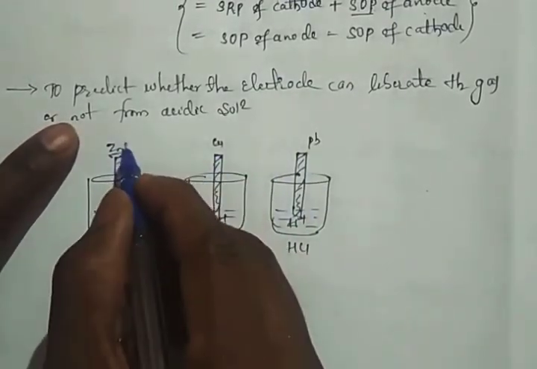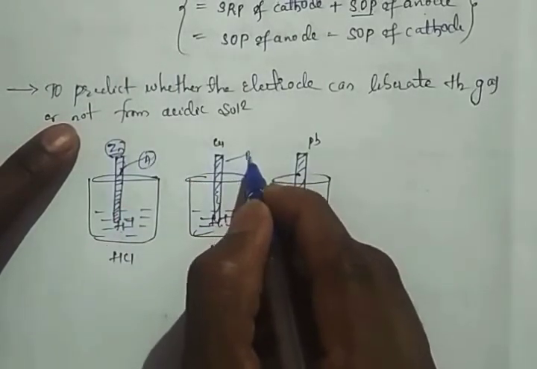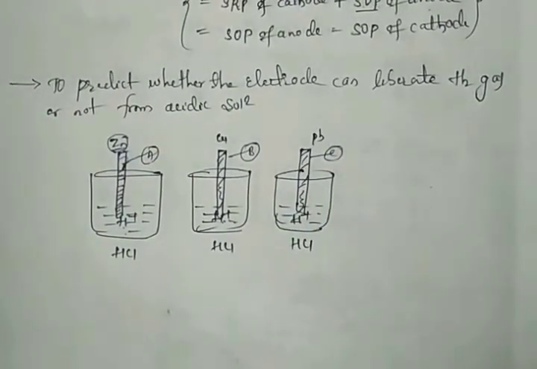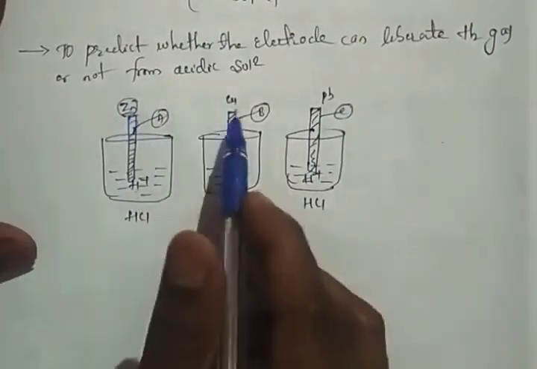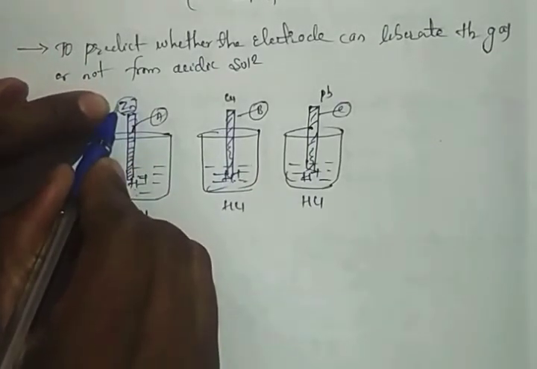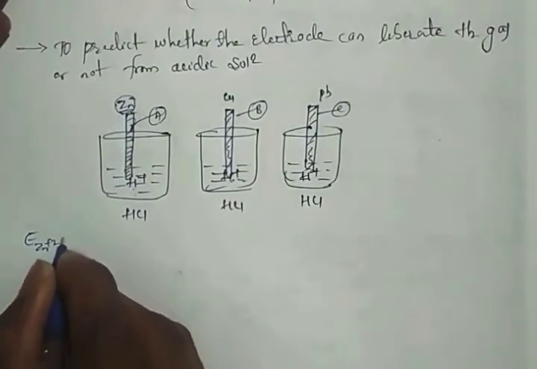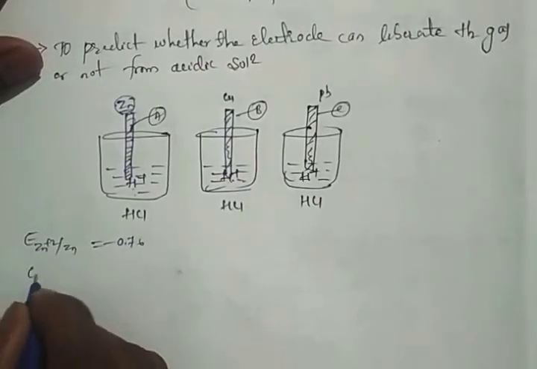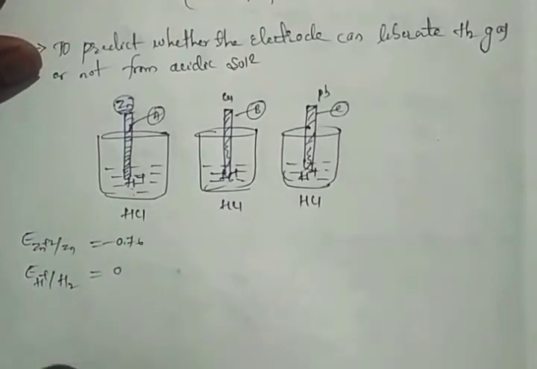So in general, electrode A, electrode B, electrode C: any electrodes. Okay, once again come back. Here we have zinc, copper, lead. The electrode potential of zinc, Zn bar, its value is minus 0.76, whereas the hydrogen reduction potential, H bar, H2 gas, its value is 0.